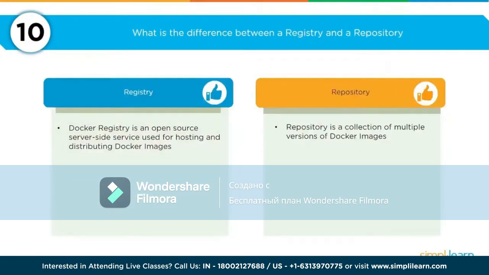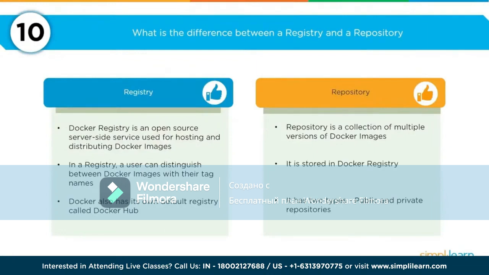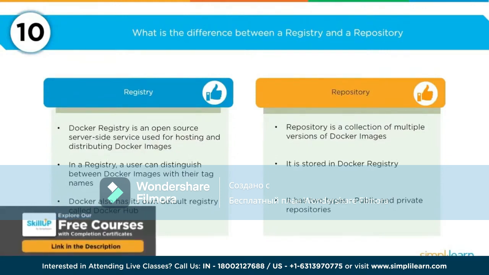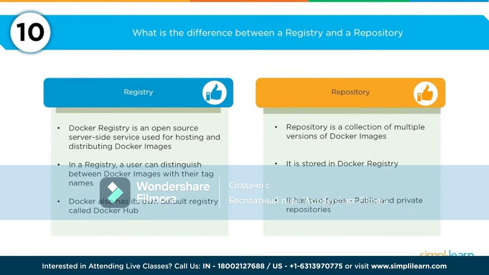So what is the difference between a registry and a repository? A Docker registry is an open source server-side service used for hosting and distributing Docker images. In contrast, a repository is a collection of multiple versions of a Docker image. In a registry, a user can distinguish between Docker images with their tag names. Docker also has its own default registry called Docker Hub. A repository is stored in a Docker registry, and it has two types, public and private, so you can actually create your own enterprise registry.